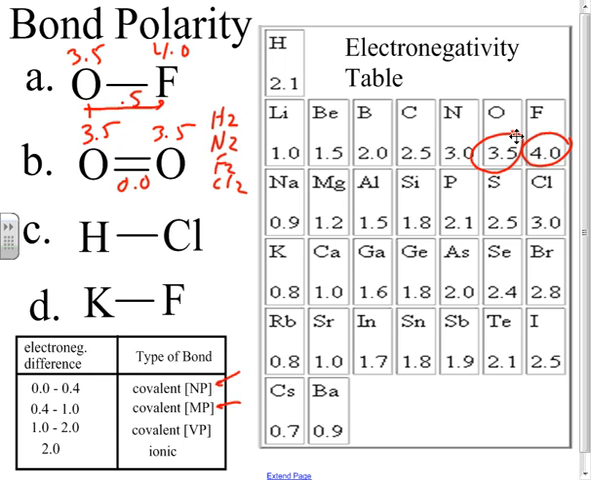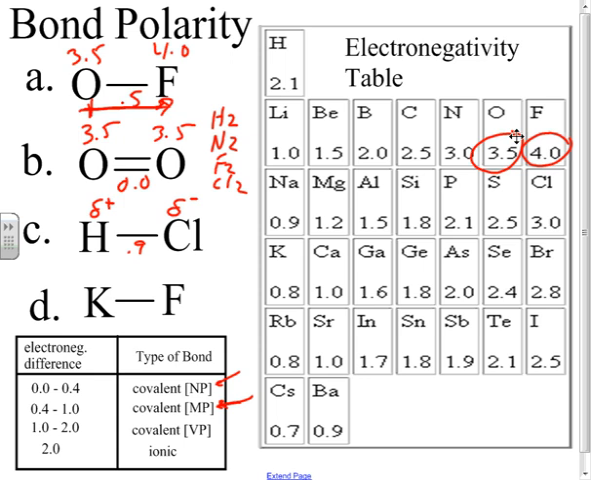Looking at the hydrogen chloride bond, hydrogen is 2.1, chlorine is 3.0 from the electronegativity table, making the electronegativity difference 0.9. That turns out to also be a covalent, moderately polar bond, and we can show that polarity of the bond like we did above with an arrow and a positive sign indicating the shift of electrons. We can also use a sigma positive to indicate this end of the bond is positive and the other end sigma negative, indicating that end of the bond is negative.